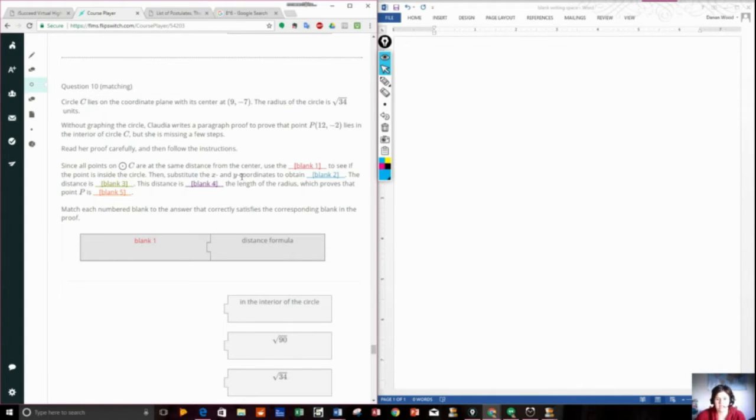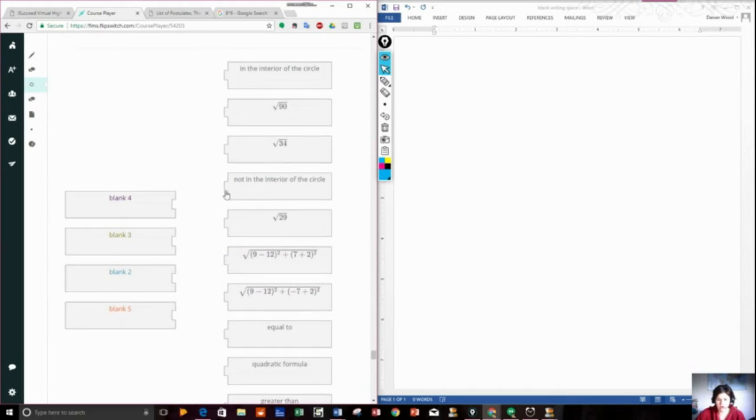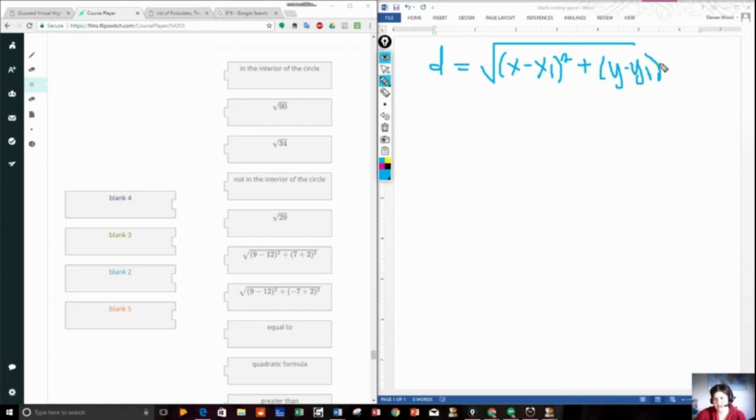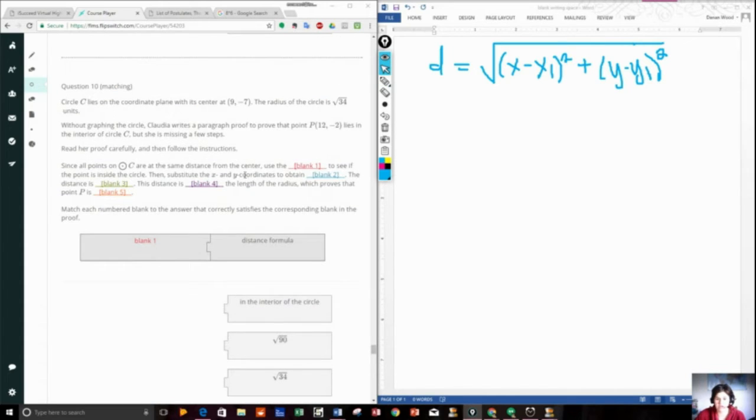Then substitute the x and y coordinates to obtain. So what is the distance formula? Well, the distance formula is going to equal the square root of our horizontal distance, so x minus x1 squared, plus our vertical distance squared, so y minus y1 squared. Okay, so now it is saying to substitute the x and y coordinates to obtain.